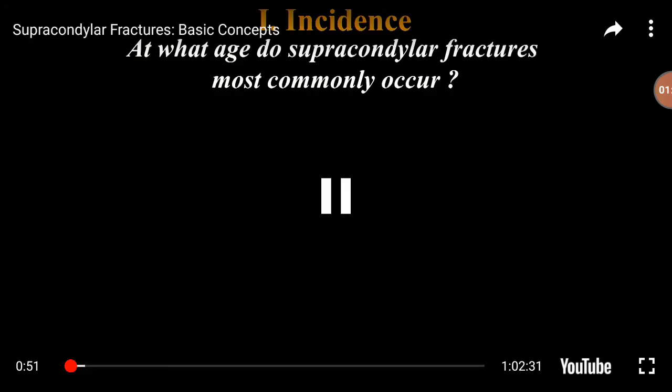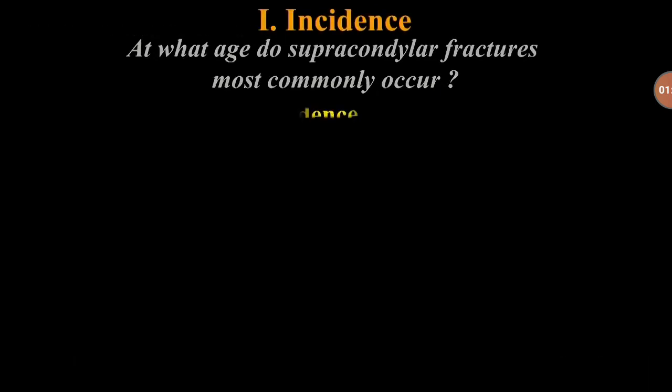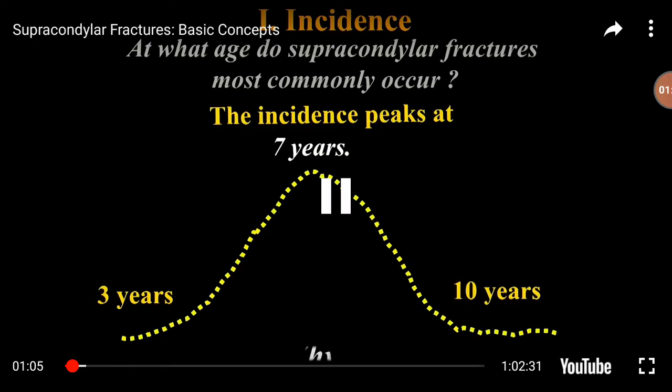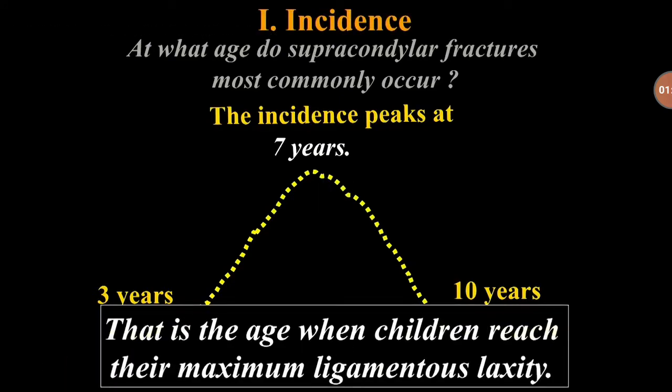Okay, the incidence, at what age do you see supracondylar fractures? I think 5 to 6 is the most common. Yeah, that's right. The incidence peaks at about 7 years of age. How come? That's when the metaphyseal bone's the weakest there? Well, that is some of it, but the main reason is that that's the age when they get their maximum ligamentous laxity. And so when a child falls on their extended upper extremity, which ones are predisposed to have supracondylar fractures? The ones with hyperextension.